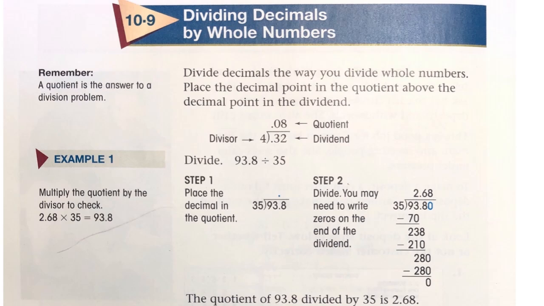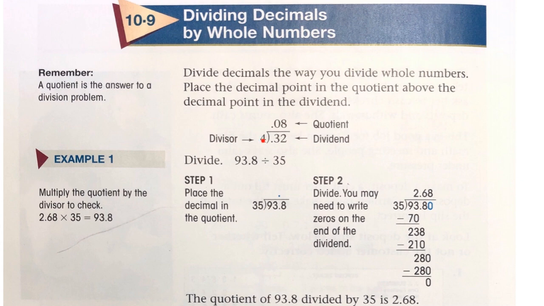Basic Math, Chapter 10, Section 9, Dividing Decimals by Whole Numbers. Remember, a quotient is the answer to a division problem. Divide decimals the way you would divide whole numbers. Place the decimal point in the quotient above the decimal point in the dividend.